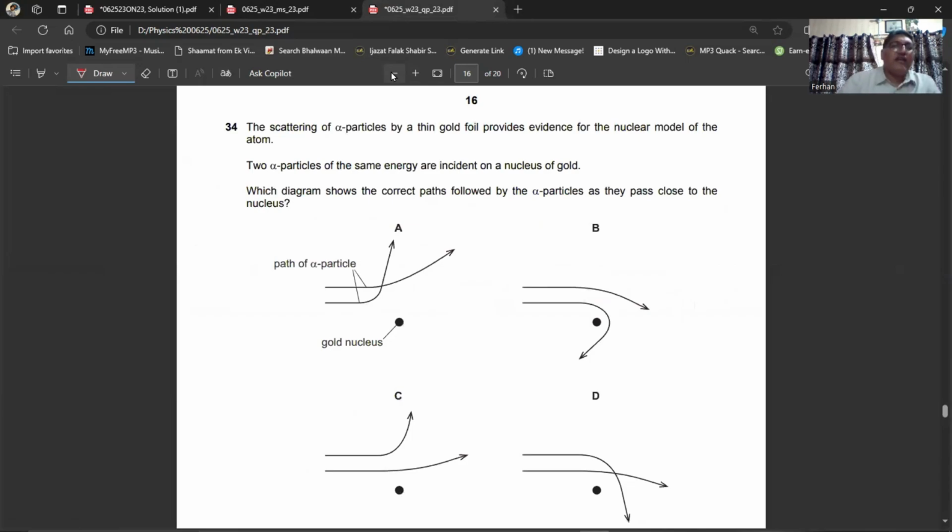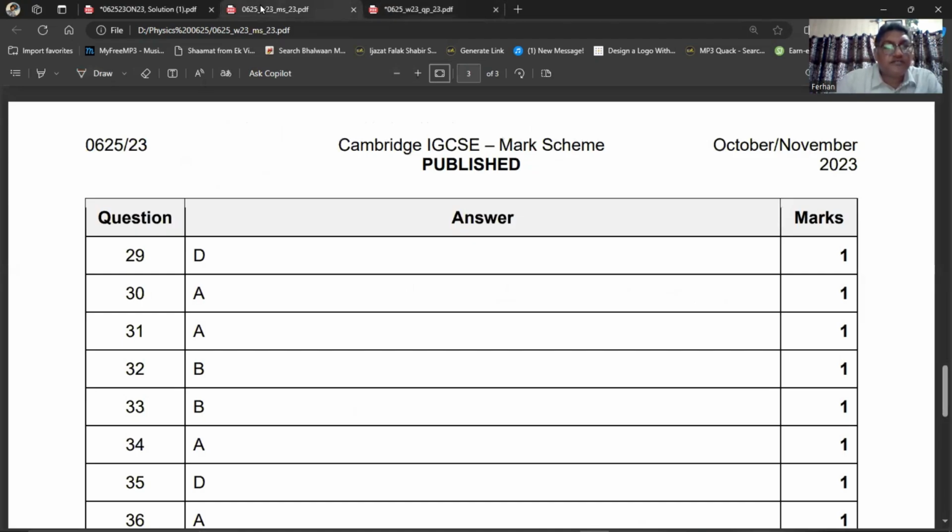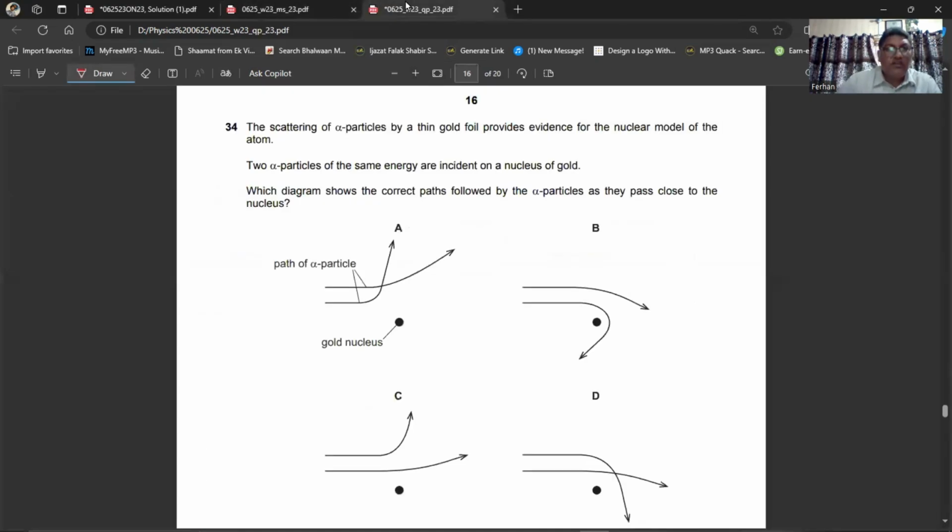The scattering of alpha particles by a thin gold foil provides evidence for the nuclear model of the atom. Two alpha particles of the same energy are incident on a nucleus of gold. Which diagram shows the correct paths followed by the alpha particles as they pass close to the nucleus?